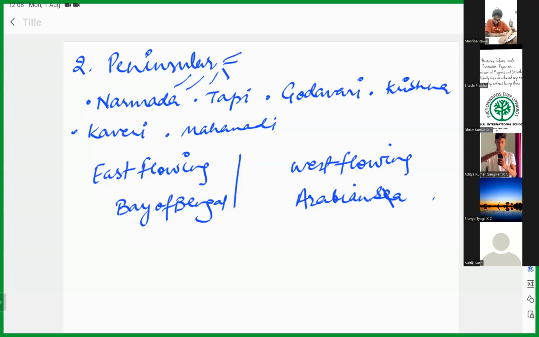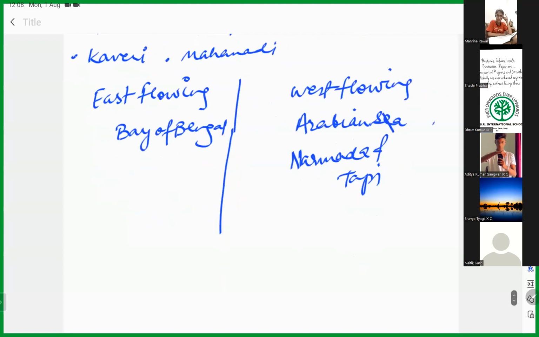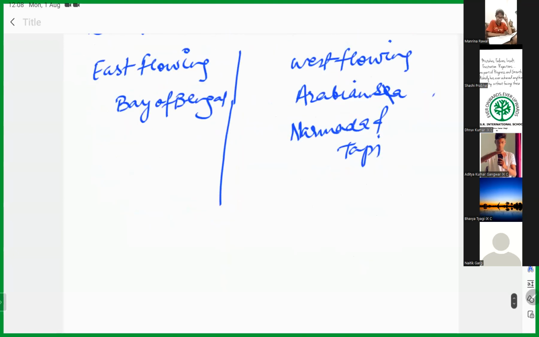Narmada and Tapi. Very good, Dhruv. Very smart. It is Narmada and Tapi. And the remaining four are the east flowing rivers. They flow towards the Bay of Bengal. Narmada and Tapi, when they enter the Arabian Sea, form estuaries. It is a funnel-like structure.